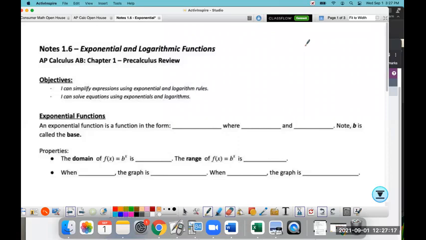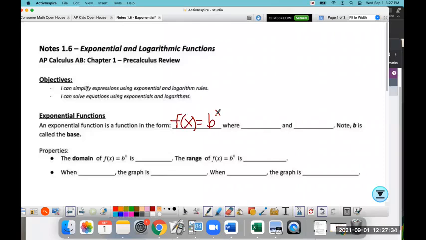So an exponential function is going to look like this. F of x equals b to the power of x. That's just your basic parent exponential function. Of course, there could be some transformations in there, but this is just the basic parent one.